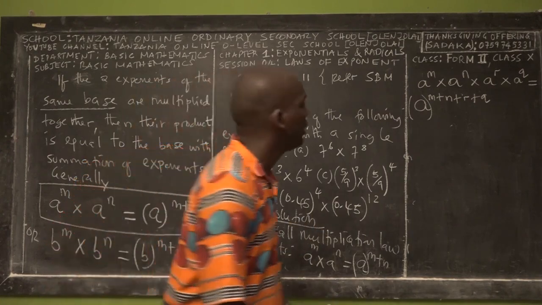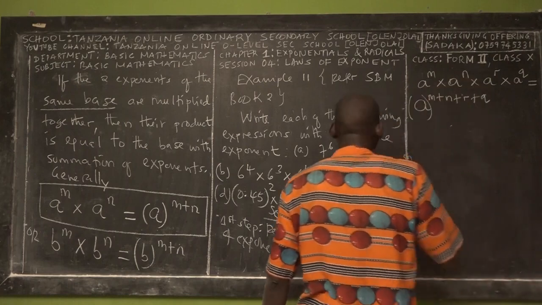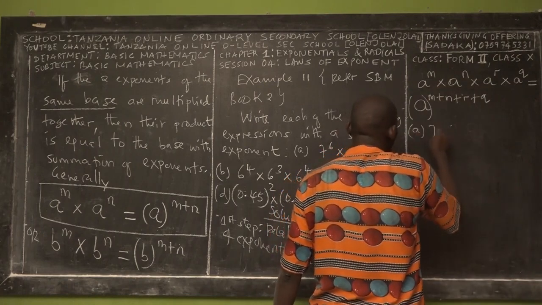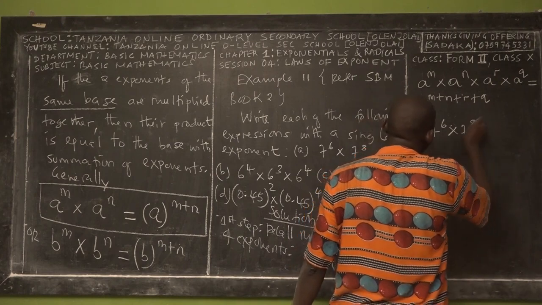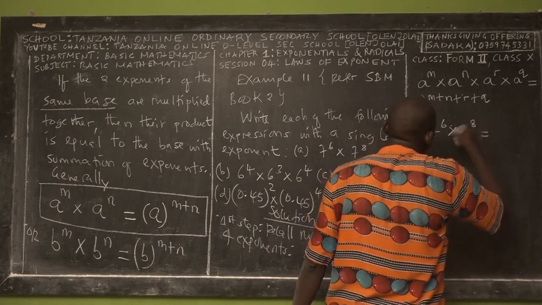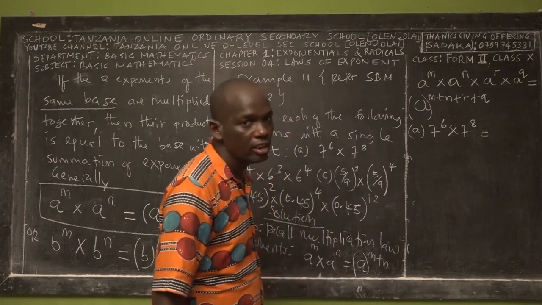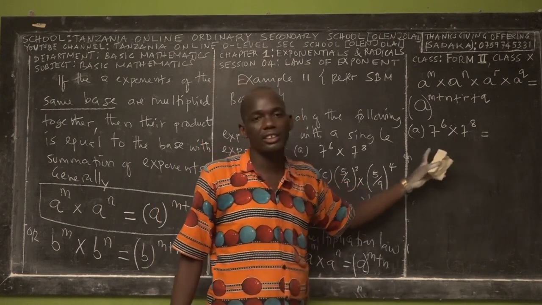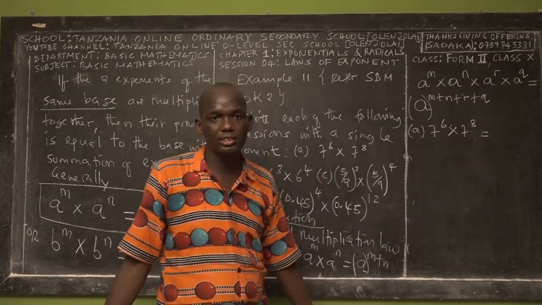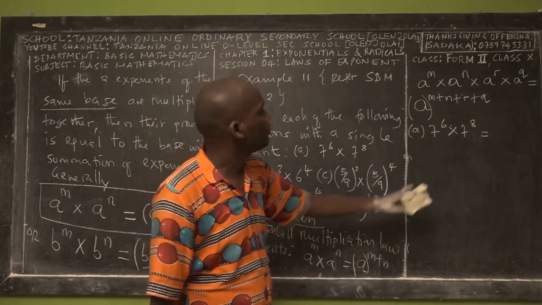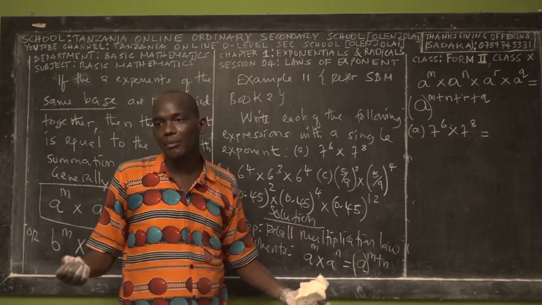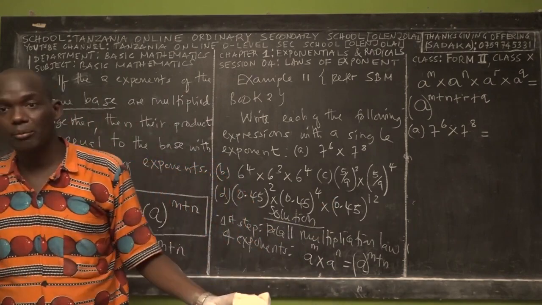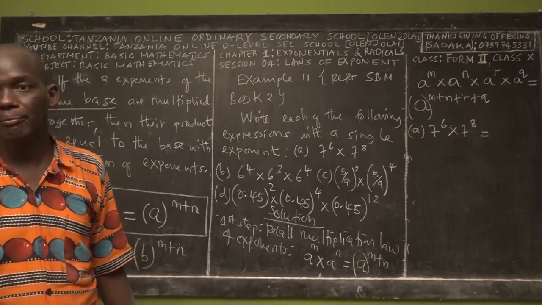All right? Yes. So Roman A, what are we given? We are given 7 power 6 times 7 power 8. How many exponents are there? 2. Okay. What is their base? 7. They have the same base? Yes. And then the exponents are what? 6 and 8. Yes. So the exponents may either be the same or different, but the base should be the same.